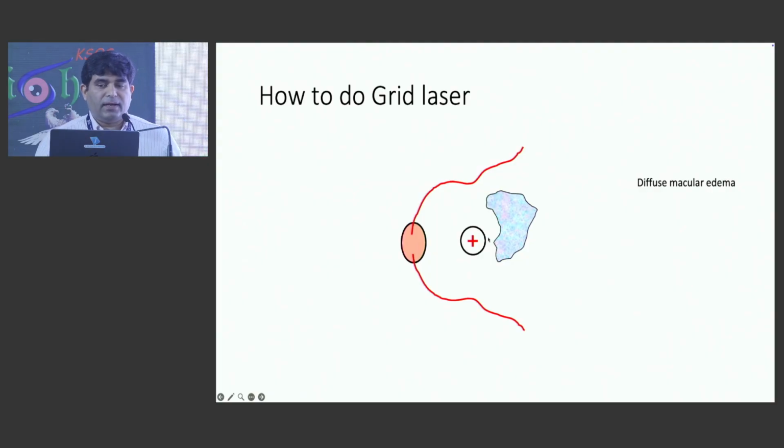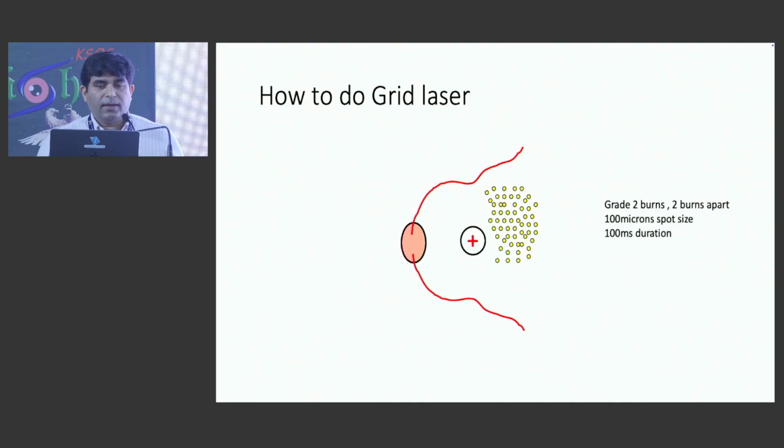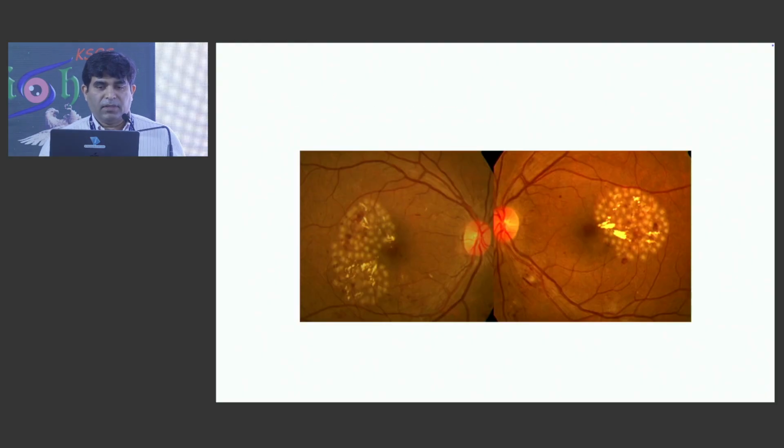Now coming on to the grid laser, it is reserved for diffuse macular edema between 500 microns to 3000 microns from the foveal center. Grade 2 burns, which are 2 burns apart, 100 micron spot size and 100 millisecond duration, covering the area of the diffuse macular edema outside 500 microns. For this, green and yellow lasers are preferred. This is how a grid laser looks, covering the entire area of the macular thickening outside 500 microns from the foveal center.